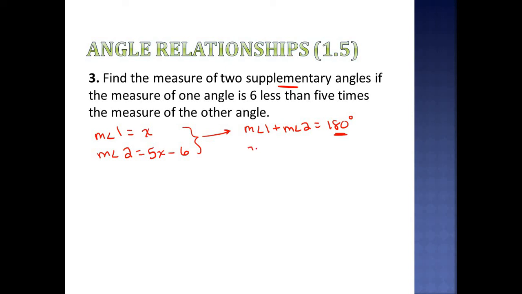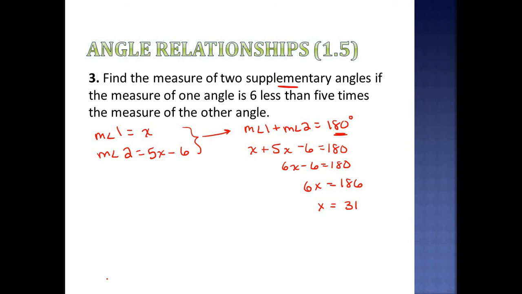So the measure of angle 1 is x, the measure of angle 2 is 5x minus 6, and the sum equals 180. We'll solve this equation. We get 6x minus 6 equals 180. Add 6 to both sides. We get 6x equals 186. Divide by 6 and we get x to be 31.